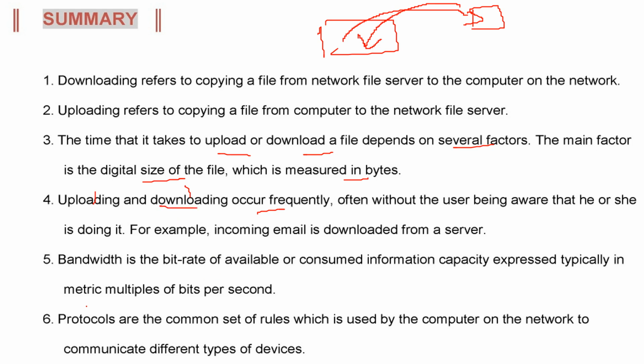Bandwidth is the bit rate available or consumed information capacity, expressed typically in metric multiples of bits per second. It is also considered as the difference between higher and lower frequency. This is the range which we call bandwidth. Protocols are the set of rules which are used to govern any kind of communication on the network, or a common set of rules used by computers on the network to communicate with different types of devices.